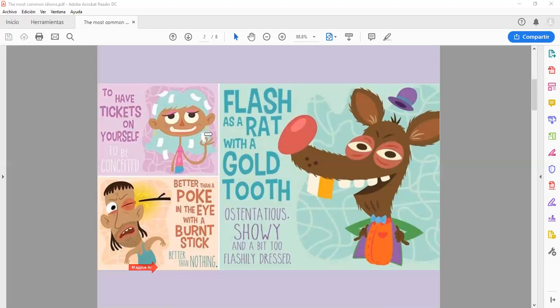Now we have another. Here we are. Flashy as a rat with a gold tooth. It means that some people could be ostentatious, showy, and a bit too flashy dressed.